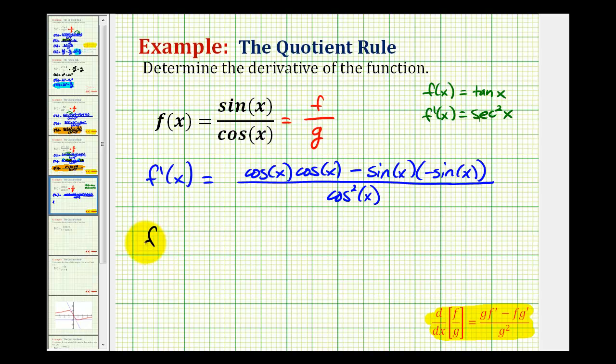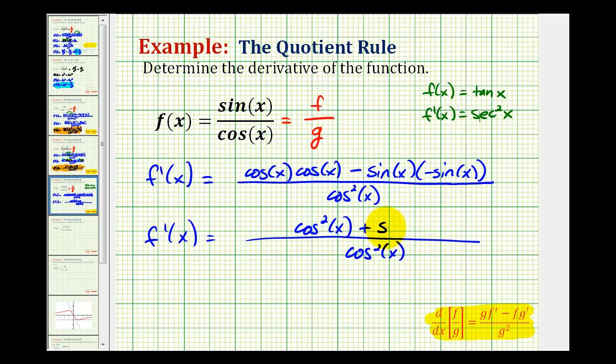So when we simplify this, the denominator is going to stay the same, and our numerator is going to be cosine squared x, and here we'll have plus sine squared x. Notice we had minus sine x times negative sine x, which becomes plus sine squared x.